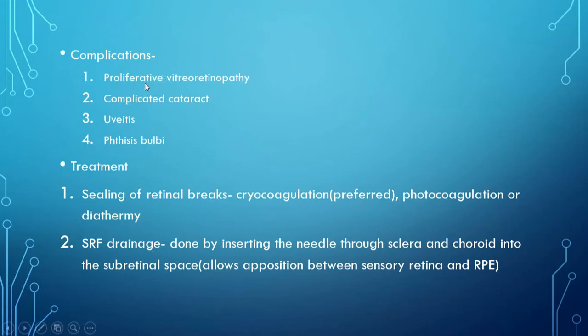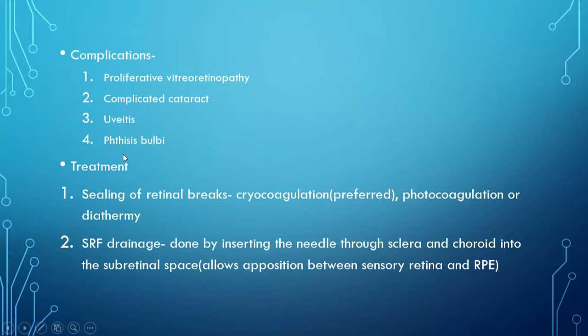And these need to be carefully looked for. Proliferative vitreoretinopathy can be present, complicated cataract, or uveitis may be present because of a lot of inflammation going on in the eye. Uveitis can also be present, and phthisis bulbi.